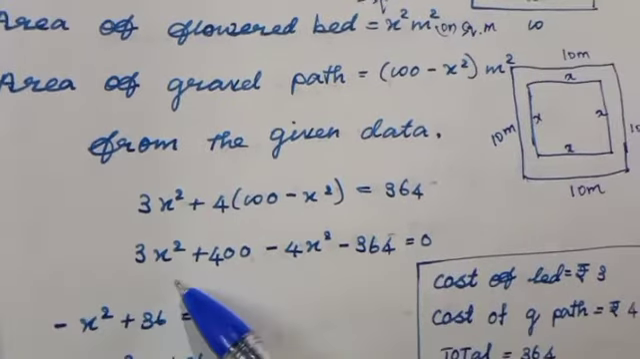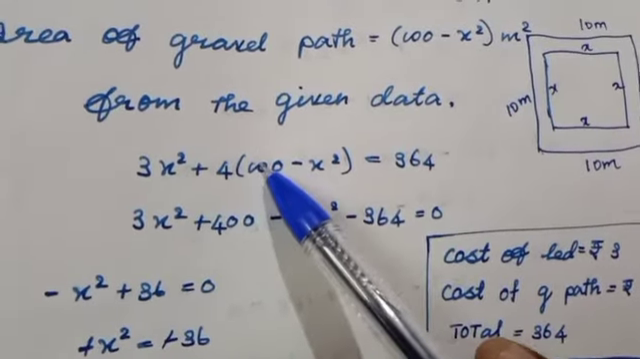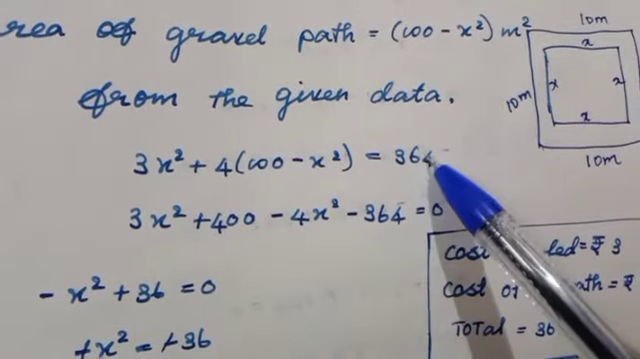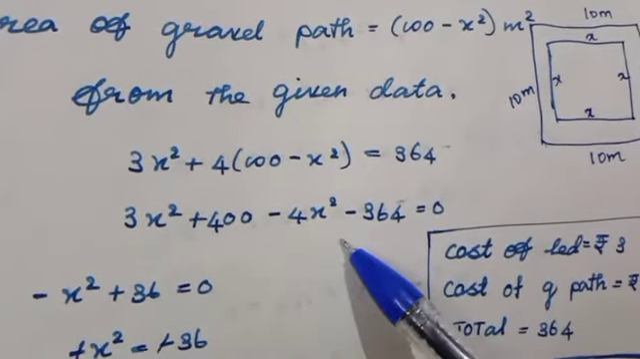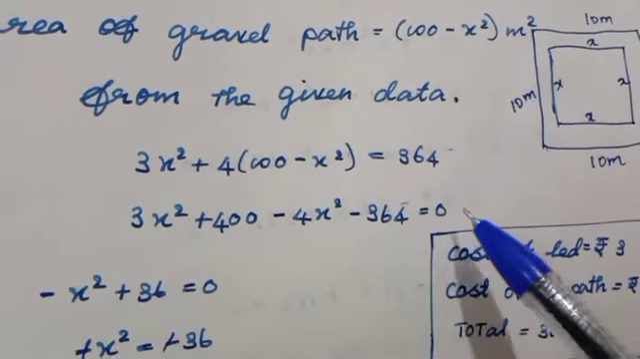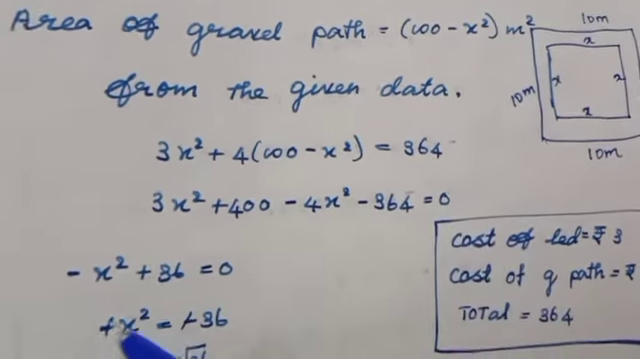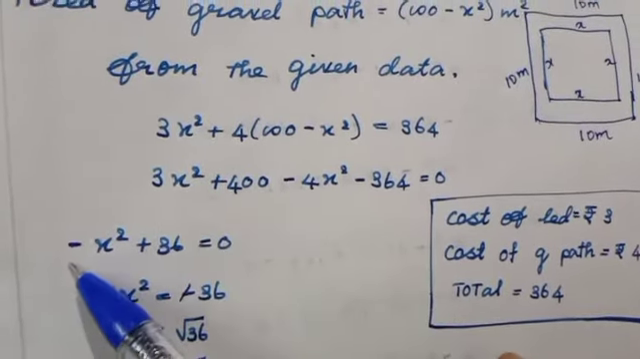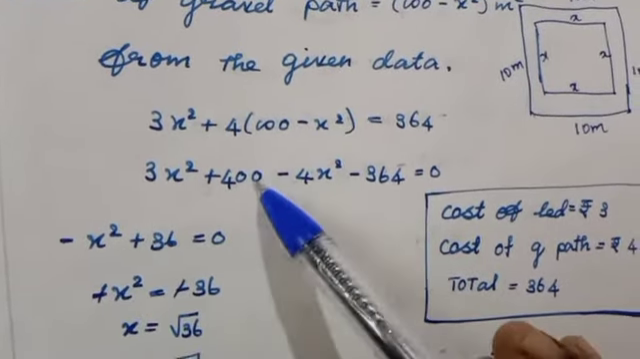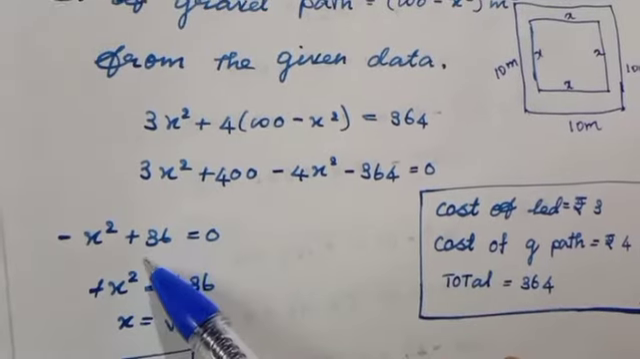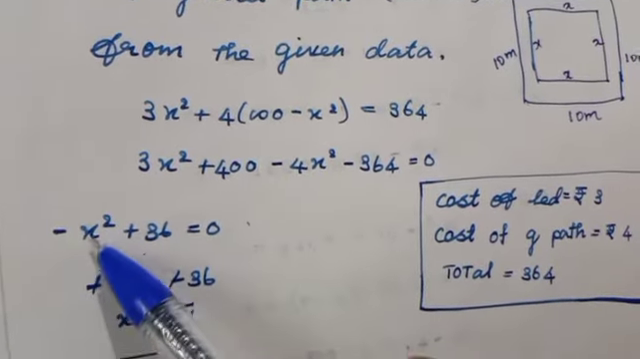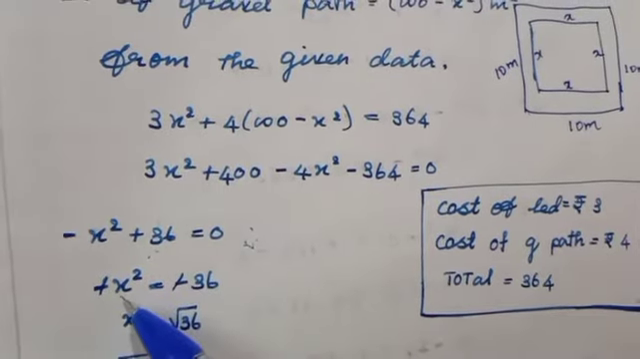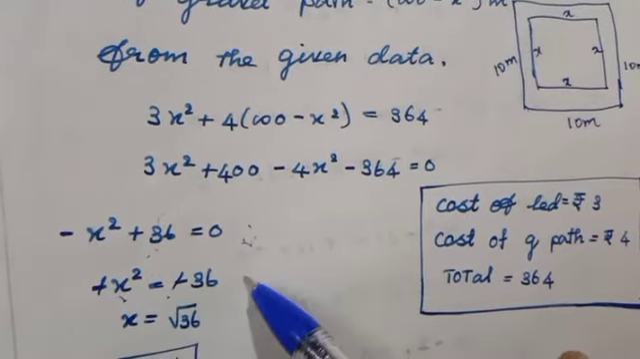That is 3x squared, and taking this 4 inside, that is 400 minus 4x squared. You have to transpose this 364 to the left hand side, that is minus 364 is equal to 0. Now you have to simplify these two. Minus 4 plus 3, that is minus 1, so minus x squared. Subtracting these two, 400 minus 364 is 36, equal to 0. So you have to transpose this plus 36 to the other side, so minus x squared is equal to minus 36.